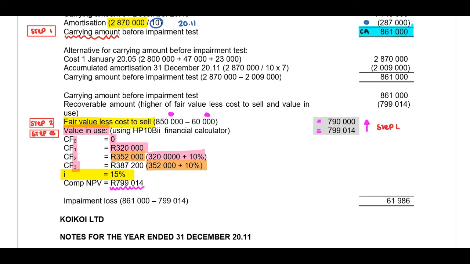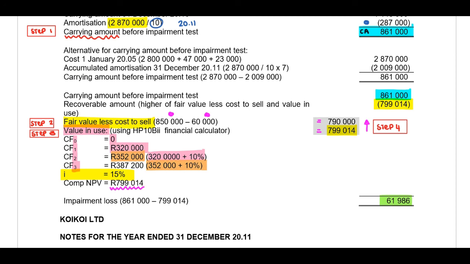Therefore, in terms of my step number 4, and I'm going to write this here, guys. Step number 4, we need to identify the highest, and this will be our 799,014. Therefore, our carrying amount minus our recoverable amount, and we will recognize an impairment loss of 61,986.